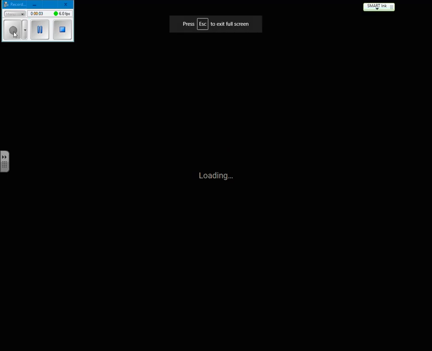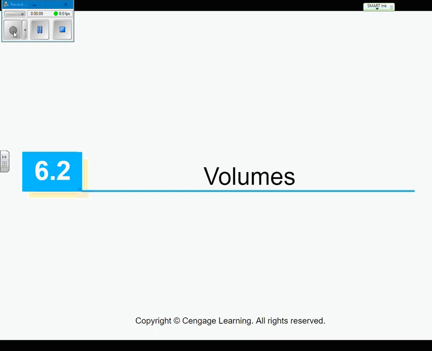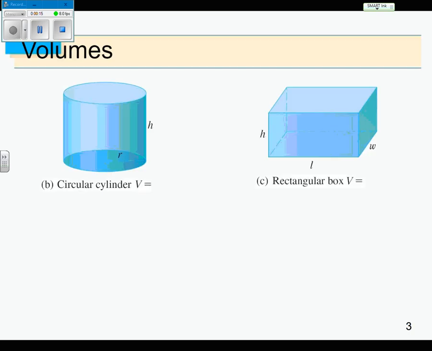Guys, we are getting so close to the end, I can smell it, all right? And so we are going to take this idea of area that we have been talking about, and we are going to convert it into volumes. Okay, now we talked about volumes in geometry.